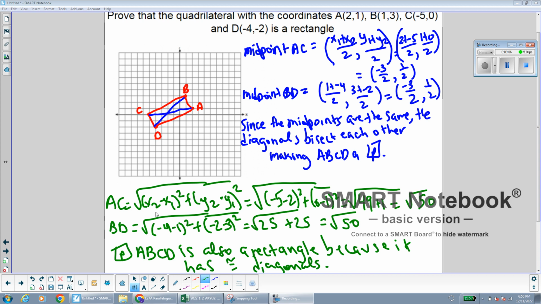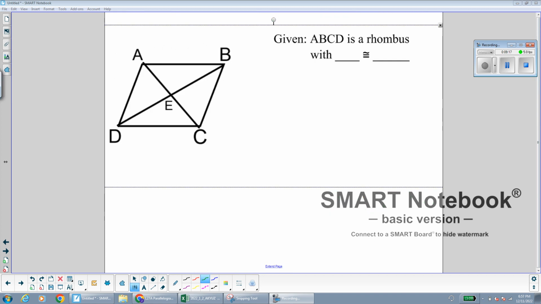And then to show it's also a rectangle, I found the length of the diagonals. And since the parallelogram has congruent diagonals, it means it's also a rectangle. So now we're going to talk a little bit about a quadrilateral called a rhombus.